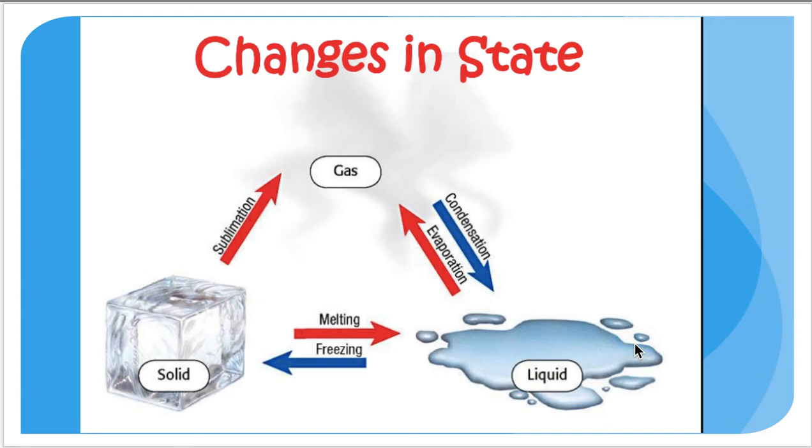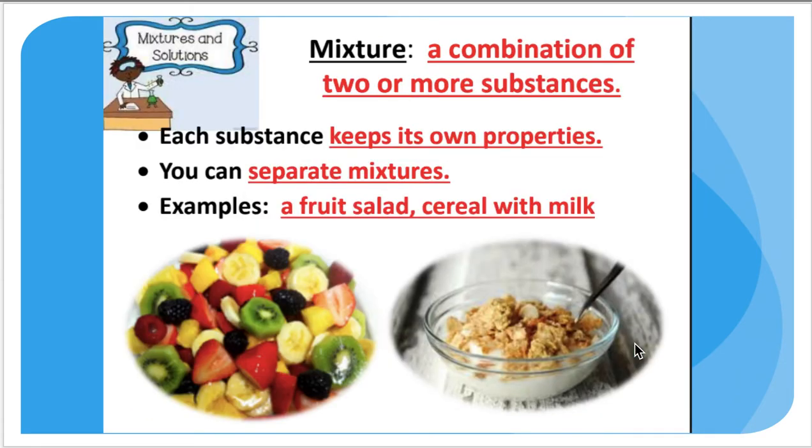So you see changes in states. These are physical changes to liquid, solid, and gas. We've talked so much about evaporation and condensation. And we've seen that liquid water is still water, it's just in vapor form. Okay? So we also see mixtures and solutions that are physical changes. A mixture is just combining two or more substances, still keeping their properties, like a fruit salad or cereal with milk. You can still separate those. You still have your strawberries and your kiwi, your milk and your cereal.